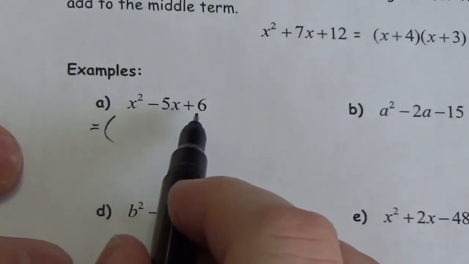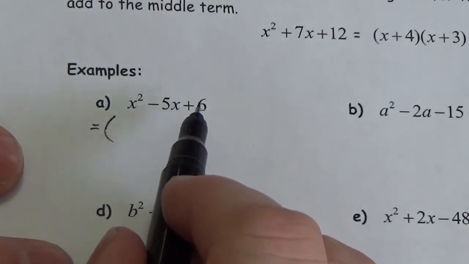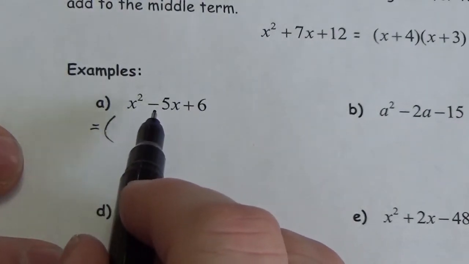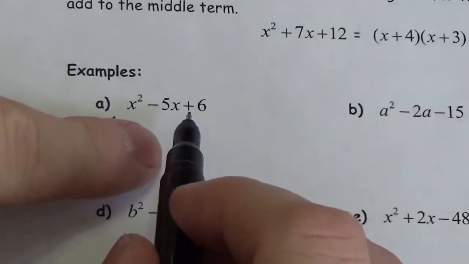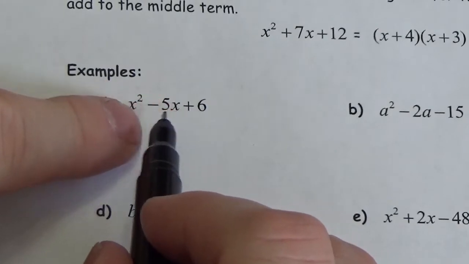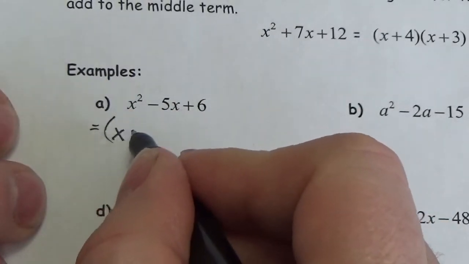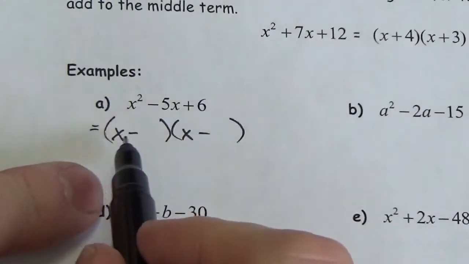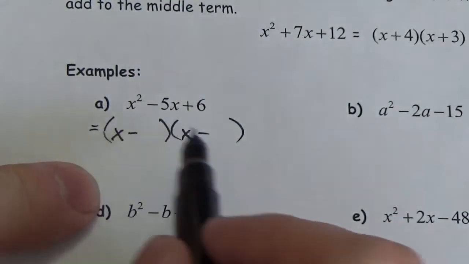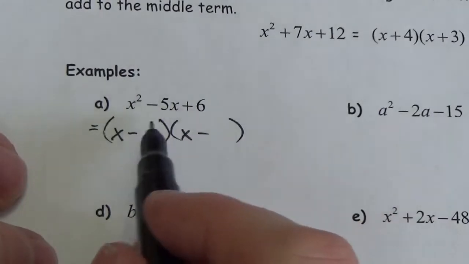So, I'm looking for two numbers whose product is positive 6, but whose sum is negative 5. Now, some things to note here. The product is positive, but the sum is negative. What that suggests to me is that both of these values are negative, because a negative times a negative is a positive, and when I add them together, I'm going to get a negative here. Now, what two numbers do that?